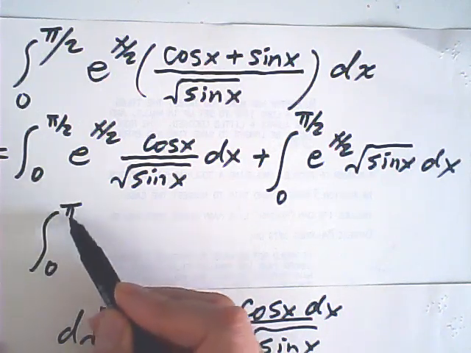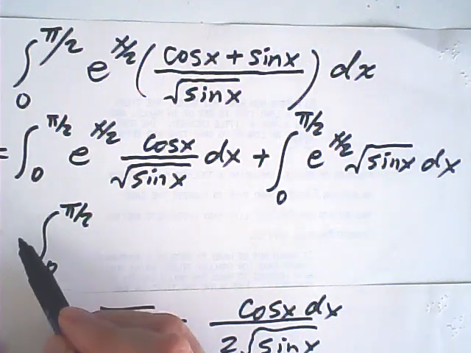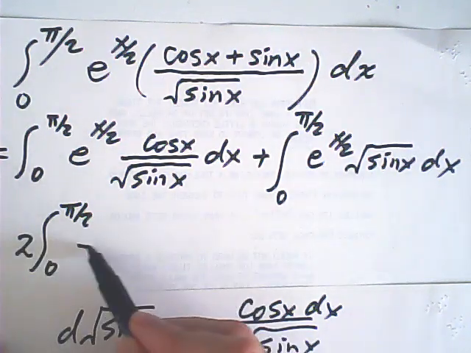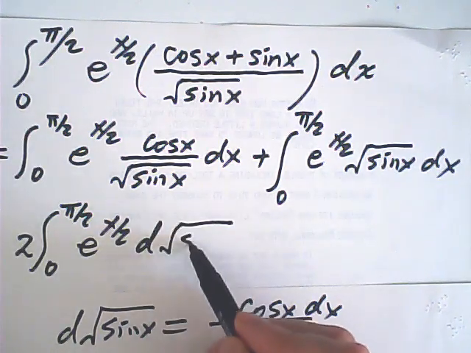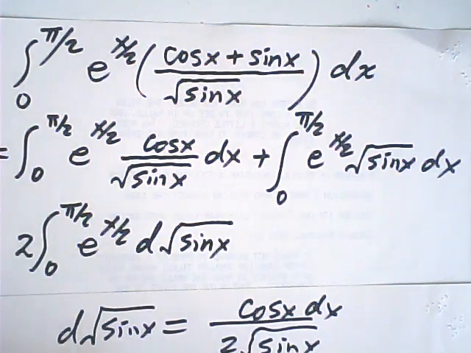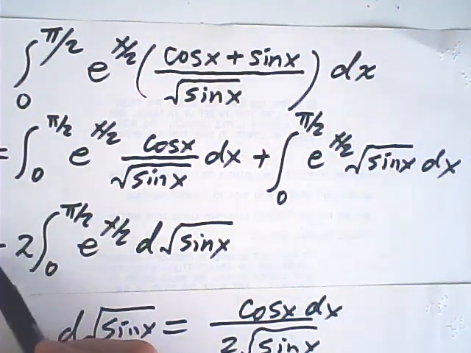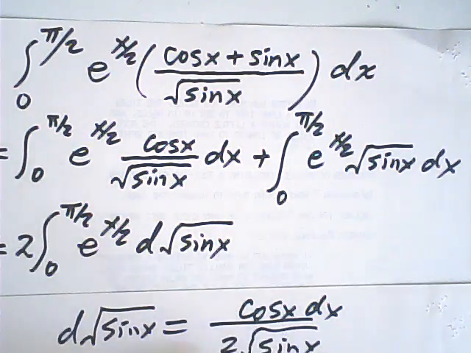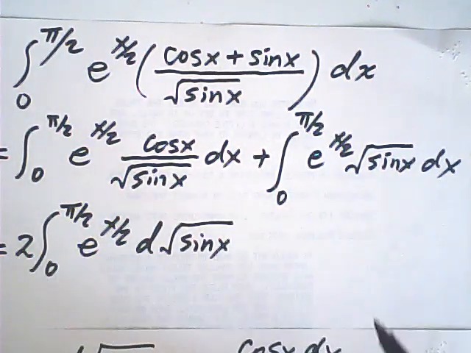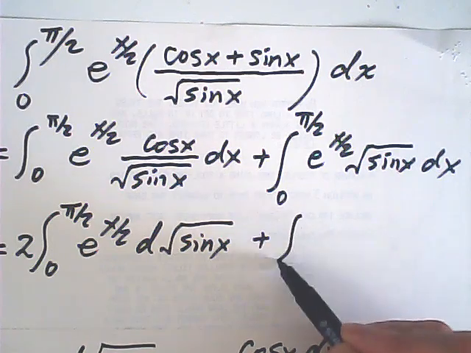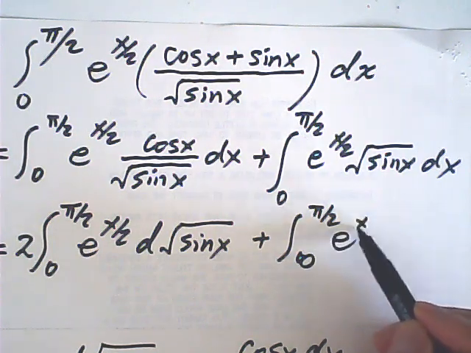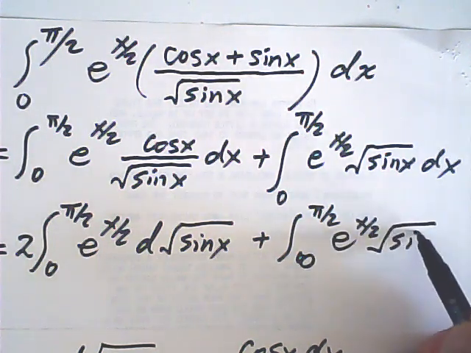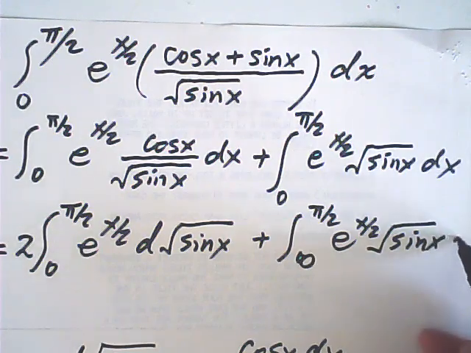So this one is equal to the integral from 0 to half pi, if I multiply 2, then it's okay. This will be d square root of sine x, right? Yeah, it's equal, because this one is equal to this. After multiplying 2, you get this. And this one I keep as is for a while: e to the half x square root sine x dx.